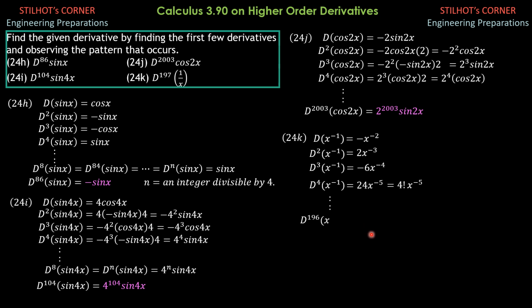So we conclude that the 196th derivative of x to the negative 1 is positive 196 factorial x to the negative 197. So the 197th derivative is negative 197 times 196 factorial x to the negative 198. So it's the same as negative 197 factorial x to the negative 198, which is rewritten as negative 197 factorial all over x to the positive 198.